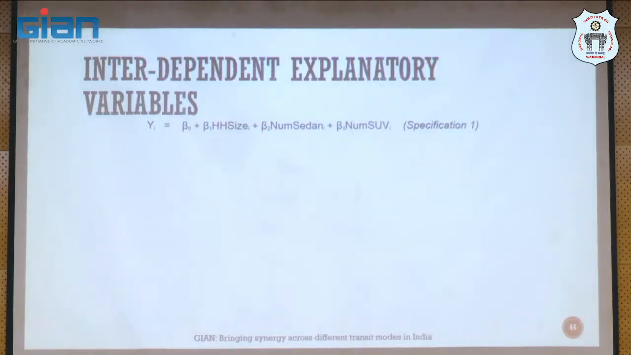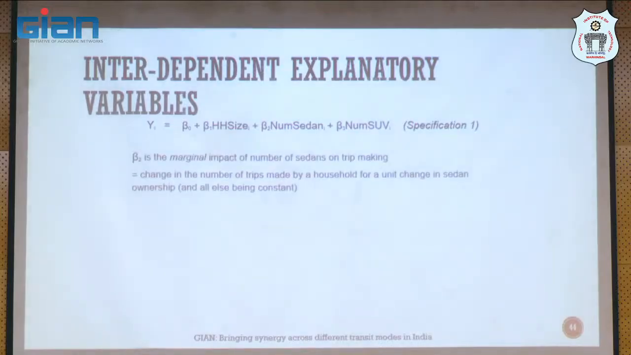Next one I want to talk about is what's called independent explanatory variables. You'll notice here, instead of using number of cars, I'm using the types of cars. In the Indian context, it would be better to say number of cars and number of two-wheelers, right? Which is much more common. But let's say here I'm talking about this. There is household size. I am splitting number of cars as number of sedans and number of SUVs. Okay. So what does beta 2 represent here?